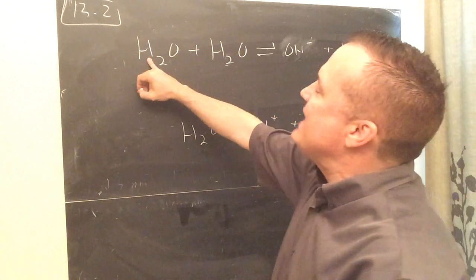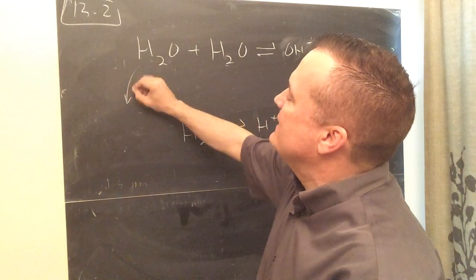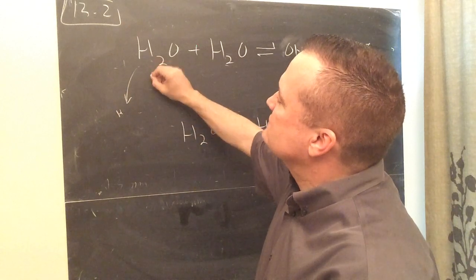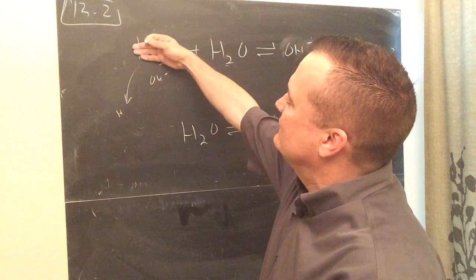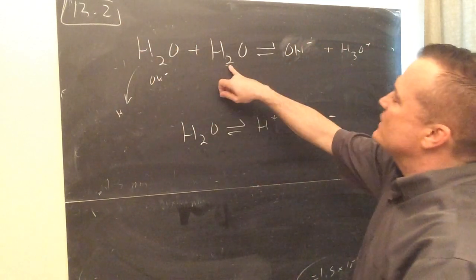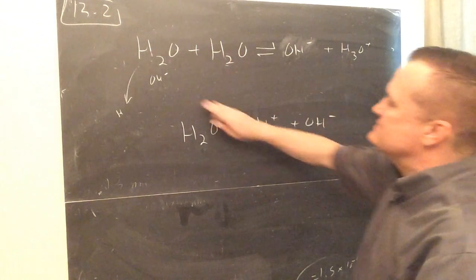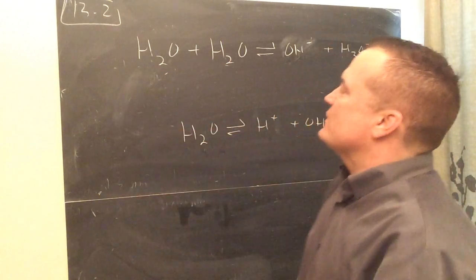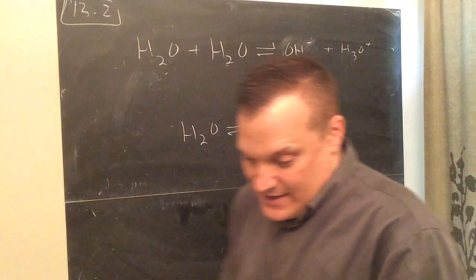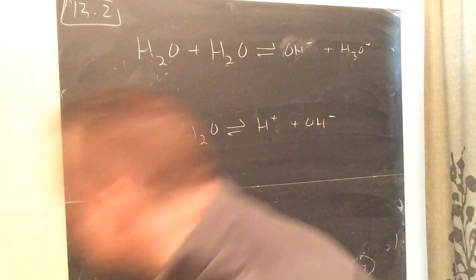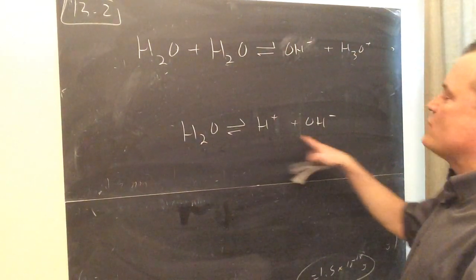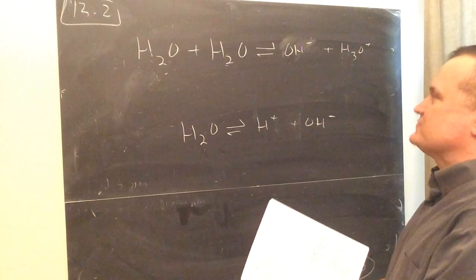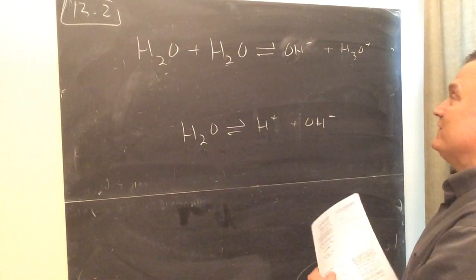What we're saying is if an H left this, goodbye H, well, now who is left behind? OH negative. That becomes OH negative. That H joins on to the other water to give you H3O plus. This is called the dissociation of water. Now, there is even a constant for this, and this is a short form for how it's written. But that's really what's going on: that reaction right there.